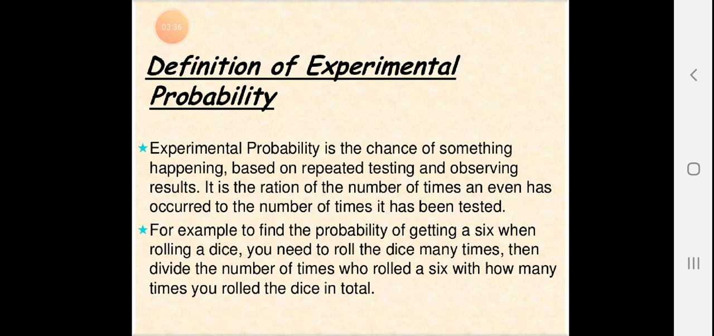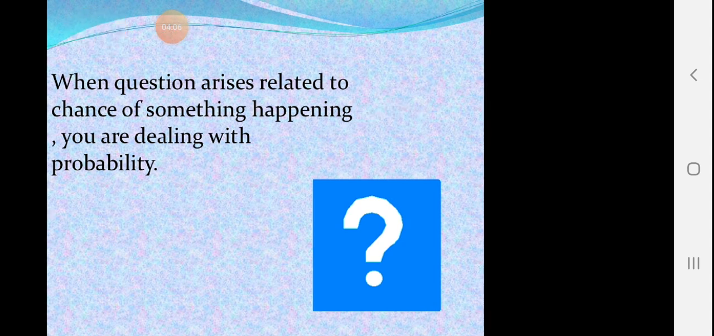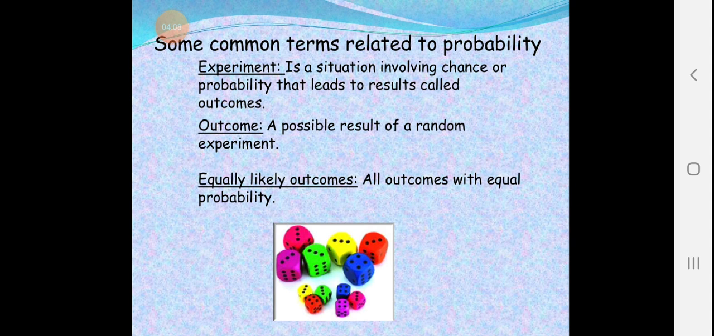A dice has 6 numbers on its 6 sides. So, you need to roll the dice many times, then divide the number of times you rolled a 6 by how many times you rolled the dice in total. That way you can find the probability. Now, when a question arises related to the chance of something happening, you are dealing with probability.